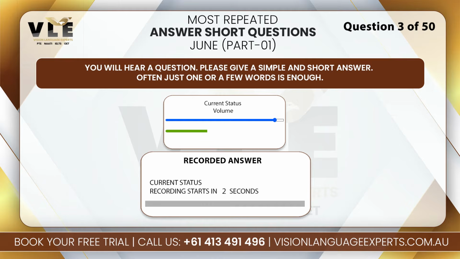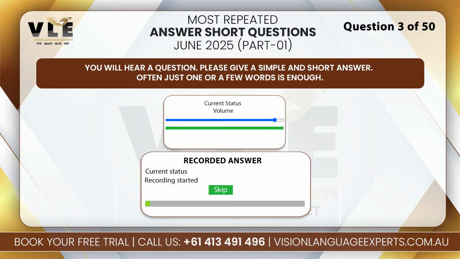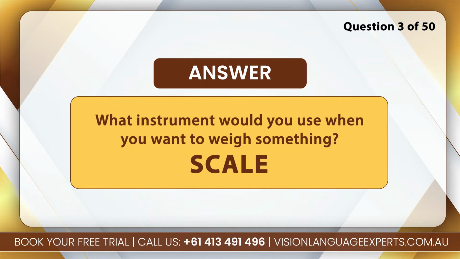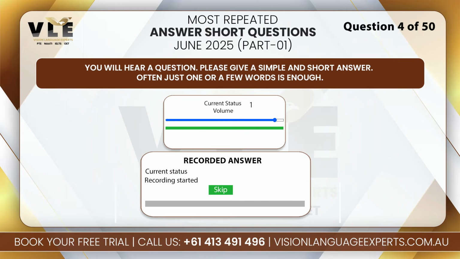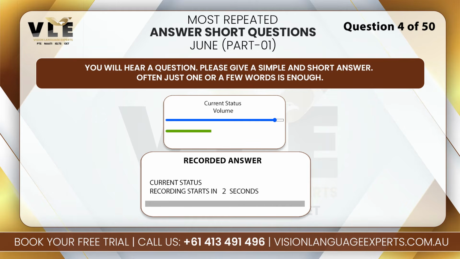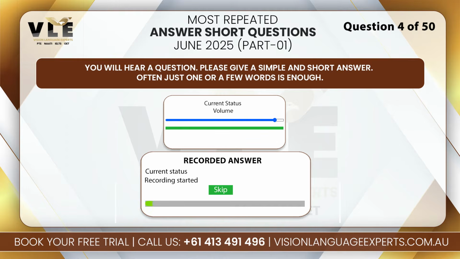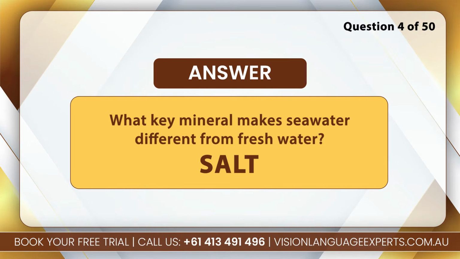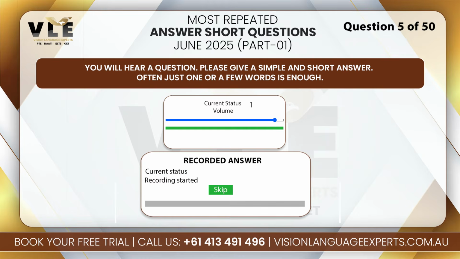What instrument would you use when you want to weigh something? Scale. What key mineral makes seawater different from fresh water? Salt.